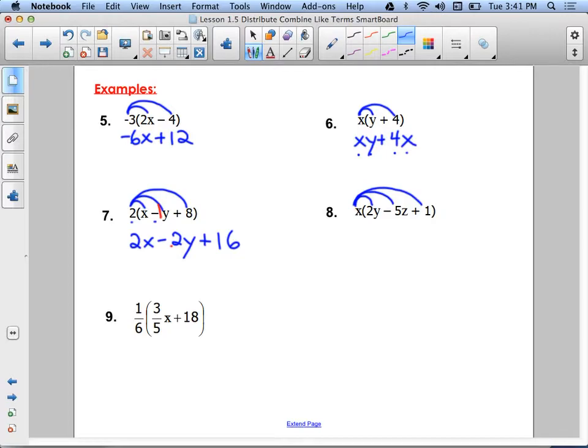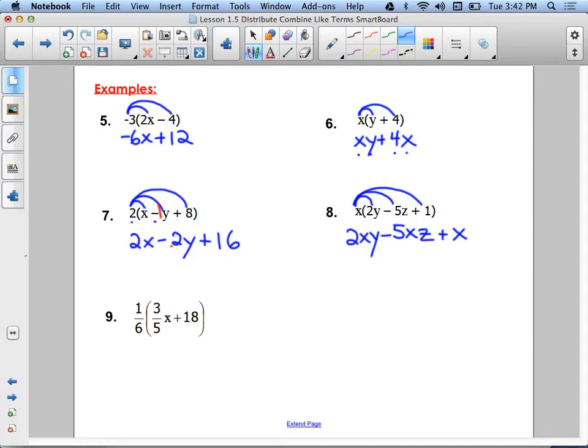So what we're going to get here when we multiply x times 2y is 2xy. All right, I put the coefficient first, and then I put the variables in alphabetical order, x then y. Then I need an x times a negative 5z would be negative 5xz. Okay, and then an x times positive 1 would just be plus 1x, or we could just say plus x.